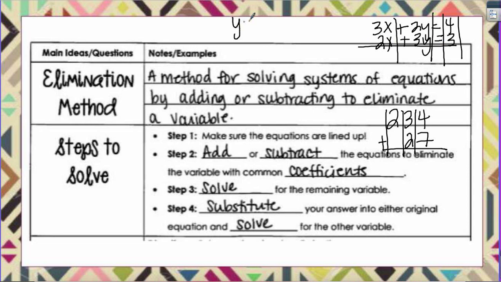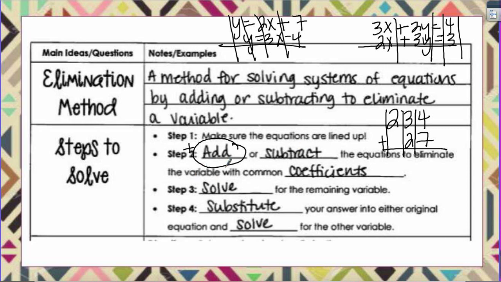They could be y equals 2x plus 7 and y equals 3x minus 4. We'll see our constants are lined up, our x's are lined up, our equals are lined up, and our y's are lined up. So all that matters is that the common terms are over each other. Step two: you're either going to add or subtract the equations to eliminate the variable with common coefficients. Usually we default to the idea of adding them. It just makes it more simple. If you think about subtracting, it gets really confusing.